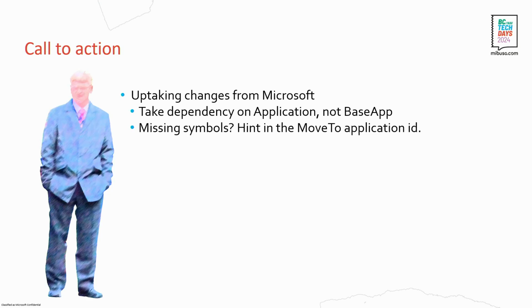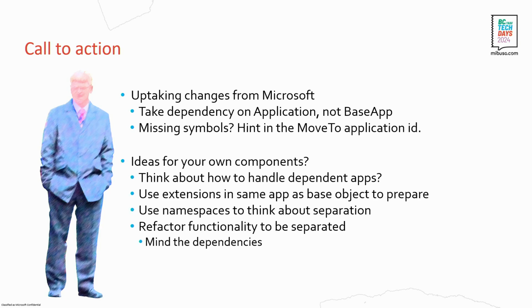So what can you do today? Well, keep up with all the changes that we are doing. We try to be as non-breaking as possible. We try our best. But yeah, take the dependency on the application one. If you find that you're missing some symbols, have a look into the move properties. They will give you the app ID, and from there you can figure out which app you are missing a dependency on, and what some of the changes are.